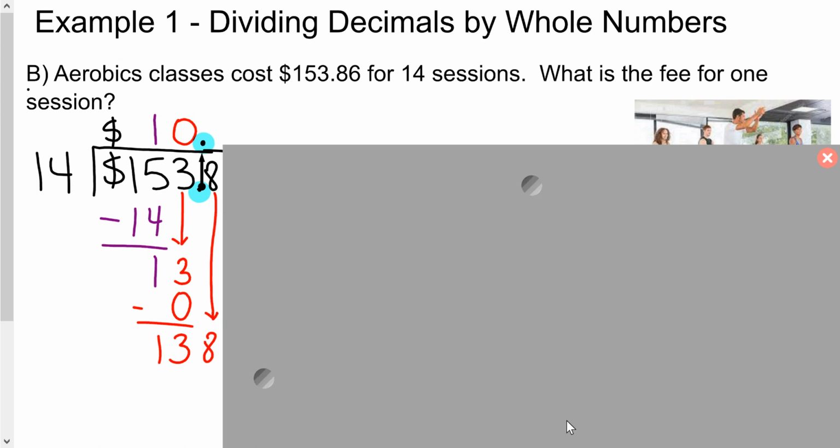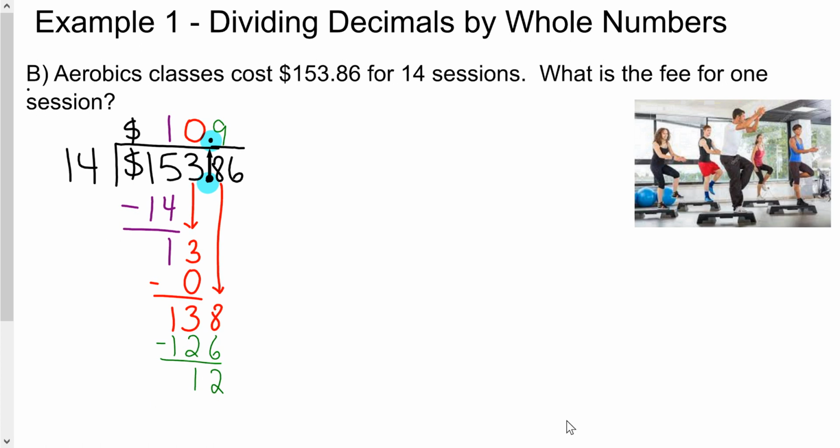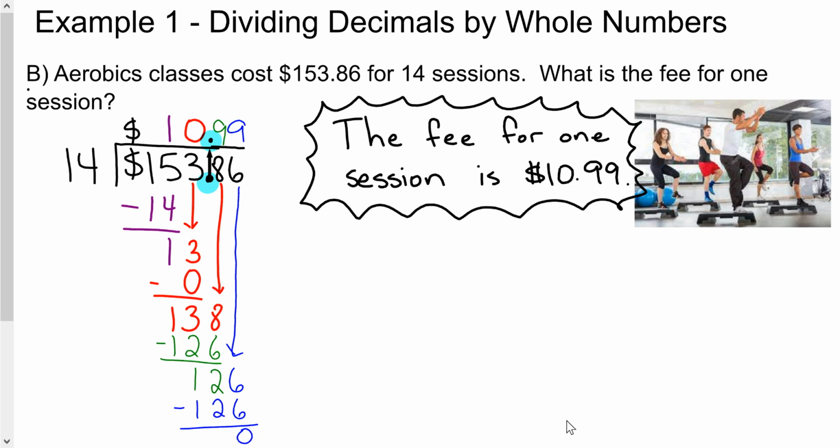Now, the 8 can drop down, and now we can say, can 14 go into 138? Yes, it can. It can go in 9 times. 9 times 14 is 126. We've got 12 left over. Pull that paper back. We drop the 6 down. 14 goes into 126 9 times. Nothing left over. So what's the fee for one session? The fee for one session is $10.99.